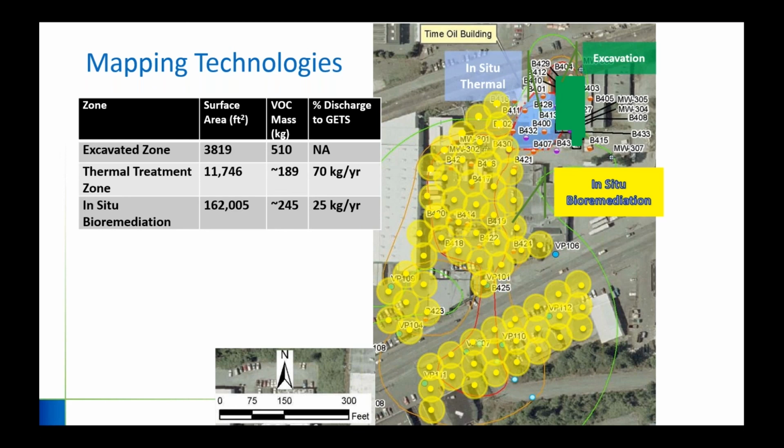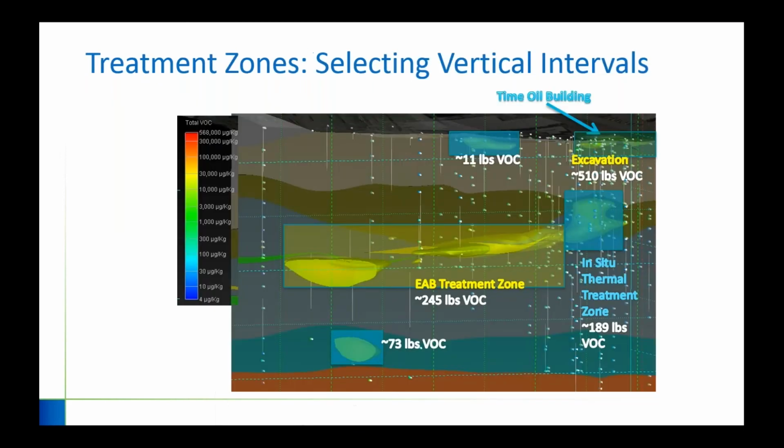This is just depicting the ROI from individual injection wells. In a cross-section view, it looked like this, where the excavation obviously was near surface. The in situ thermal was kind of in this area. And then bioremediation was a little bit deeper and a little bit down gradient of the source.